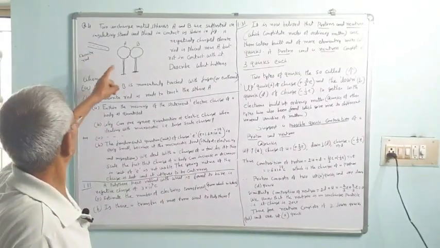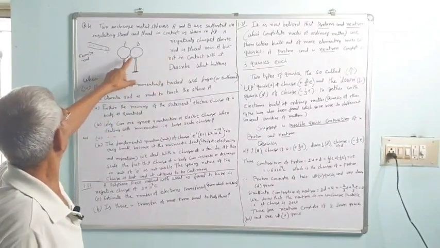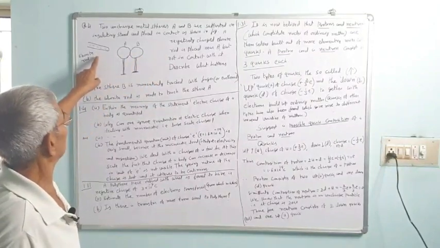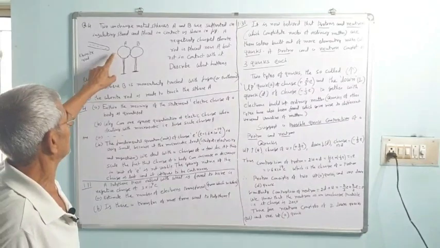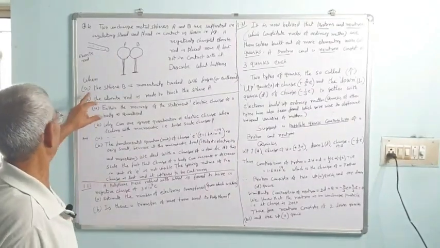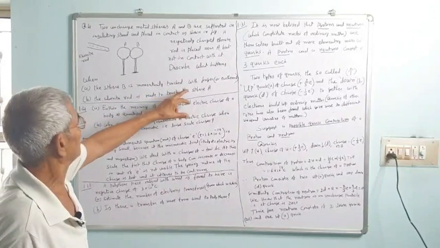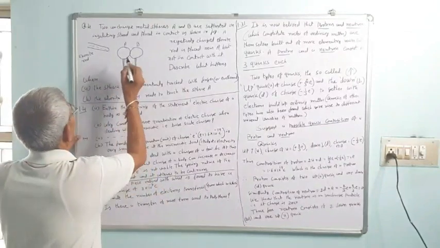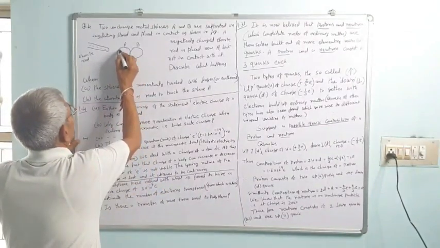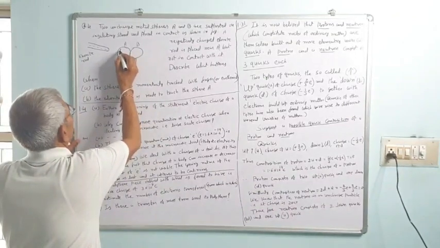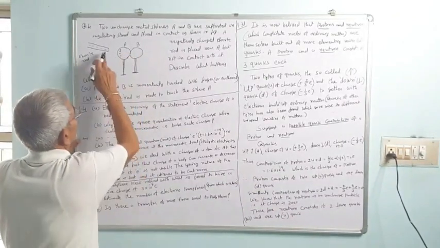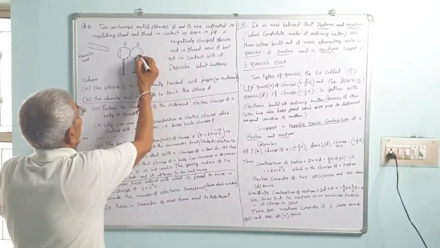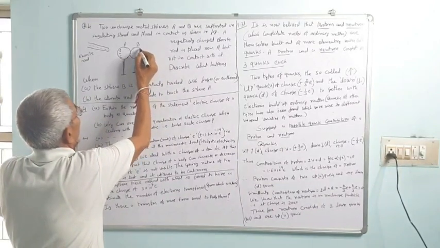Now question 4. Two uncharged metal spheres A and B are supported on insulating stands and placed in contact as shown in the figure. A negatively charged ebonite rod is placed near A but not touching it. Describe what happens. The sphere B is momentarily touched with a finger, or earthed. When the negatively charged ebonite rod is brought near A and B, the left side of A will become positively charged, as it repels electrons, and the right side of B will be charged negatively.